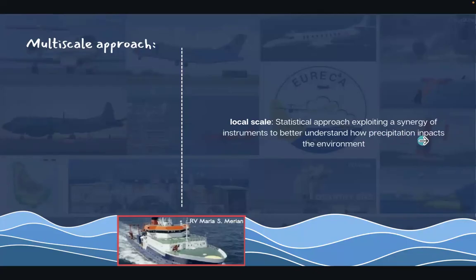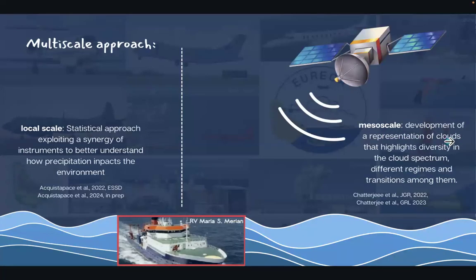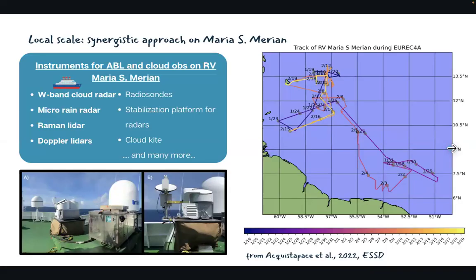But this is not the only approach. So this is the local scale, but at the same time, we can also look at the mesoscale. So we use satellite observations, and we try to develop a representation of the clouds based on machine learning approaches that highlights the diversity of the cloud spectrum, highlighting different regimes and transitions among these regimes. So let's start, and let's start with the local scale.